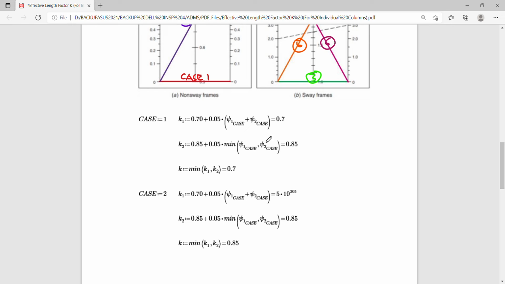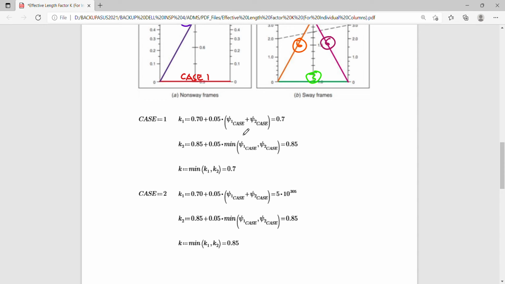Okay, so for case 1, we simply go into the formula upon which your k1 and k2 here are two options from where the minimum value of k will be obtained, representing the final value of k. So it's 0.70 times 0.05, the sum of the two sides.